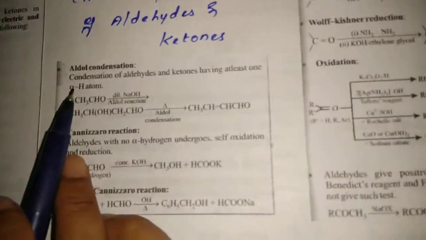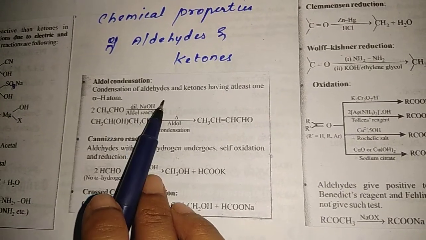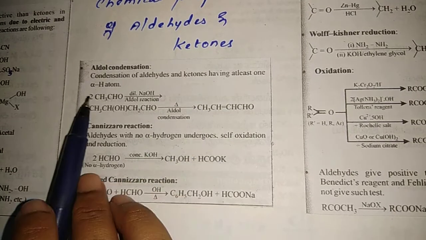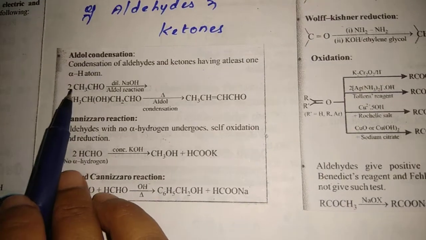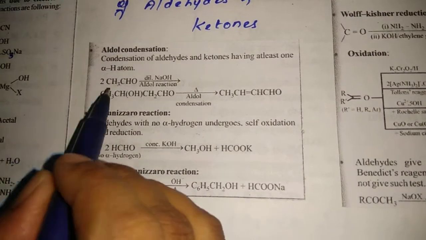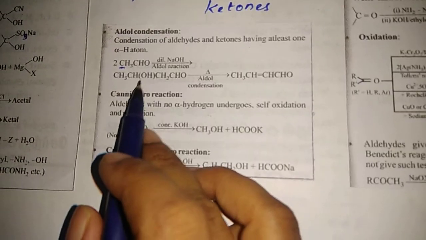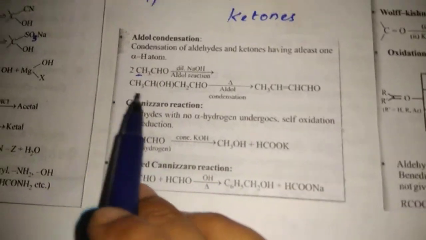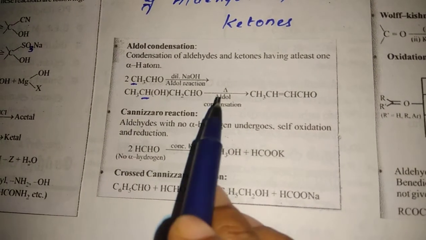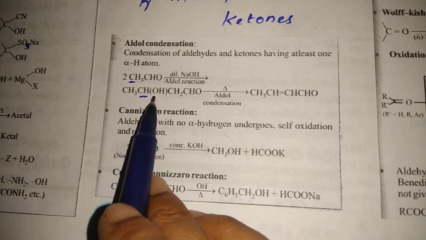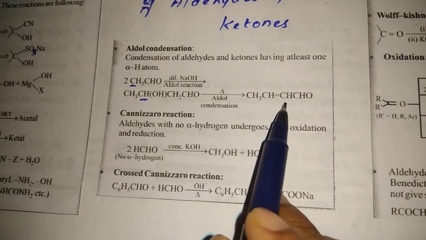Then the aldol condensation, this is a very well-known name reaction. It is a condensation of aldehydes as well as ketones having at least one alpha hydrogen. The carbon next to the carbonyl group is the alpha carbon, and if it contains hydrogen, that is known as alpha hydrogen. Here a 3-hydroxy derivative is formed in presence of base. Here 2 moles of acetaldehyde undergo reaction and form the 3-hydroxy derivative, followed by removal of H2O, that is, by dehydration it forms an alpha, beta unsaturated aldehyde, students.